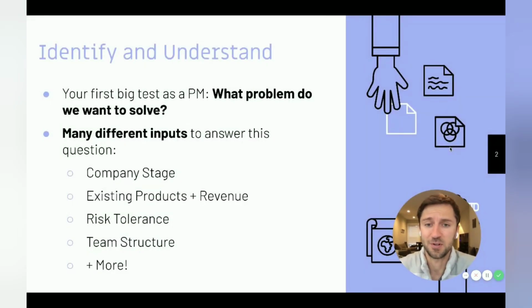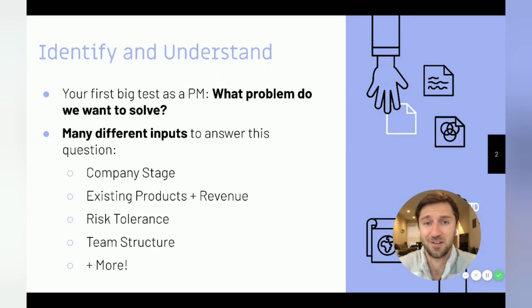So it's really your first big test, as I call it, as a product manager: deciding what problem we solve. It sounds so simple, right? That there are just these easy to grasp problems out there in the business. It doesn't take much to see them. It doesn't take much to figure out how to solve them, but that's not true. There are so many different inputs to answer this question well.